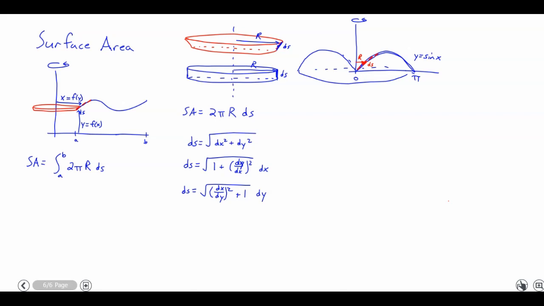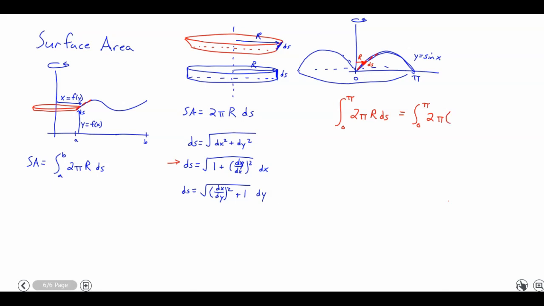Well, this is y equals sine of x, so it's going to be easier to use this one right here, where I have ds is that square root of 1 plus dy over dx squared times the dx. So let's go ahead and try that. We'll get this integral from 0 to pi of this 2 pi r ds, and I'm going to replace that ds with this guy right here. So let's say integral 0 to pi of 2 pi.